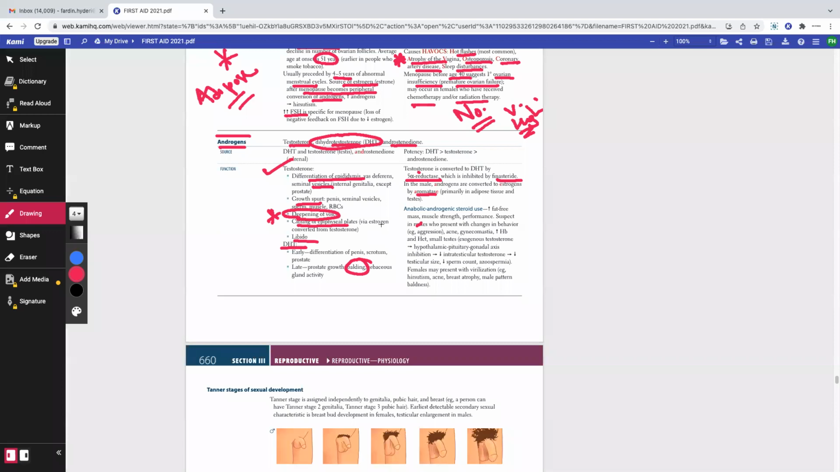Okay, next one, anabolic and androgenic steroid use, very important. It increases fat-free muscle strength, performance, and it is suspected in males who have changes in behavior. Number one, how many of us have heard of the term steroid rage? We call this roid rage. Is there anyone who has heard this? Yes or no? Roid rage.